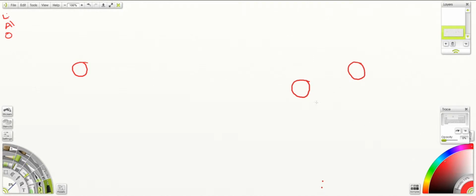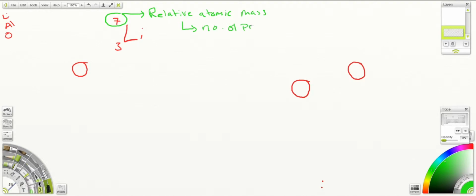Now, let's go with lithium first. Okay, so lithium has a top number of 7 and a bottom number of 3. Okay, so what do these numbers actually mean? So this 7 is the relative atomic mass. Okay, it's called the relative atomic mass, and it shows the number of protons plus neutrons. Okay, that's what it shows.